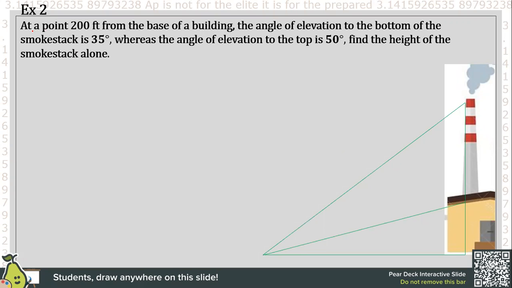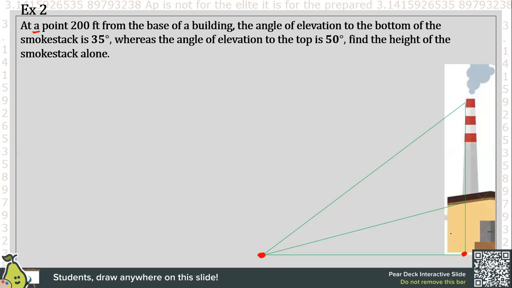So we have that A point, right? A point, so we're going to assume that it's this one. Ideally, you would draw yours any way you want, but I like to leave them in quadrant 1. So the point is 200 feet from the base. So here's the base, right?